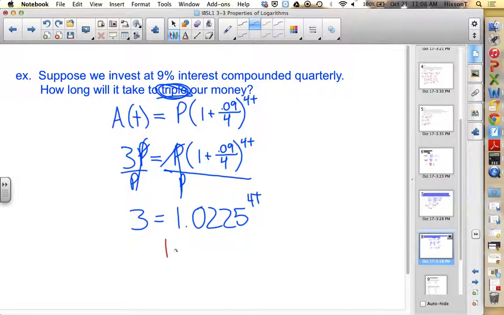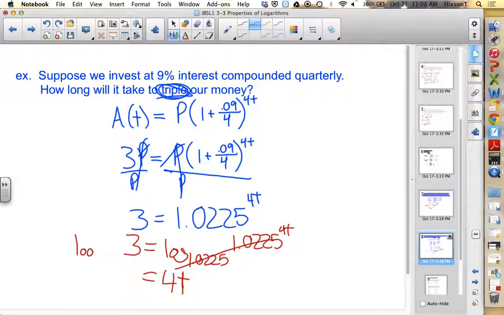The log base 1.0225 of 1.0225 to the 4t is going to give us our 4t. So now we just need to do the same thing over here to the 3. The log base 1.0225 of 3, and then you use your change of base formula.